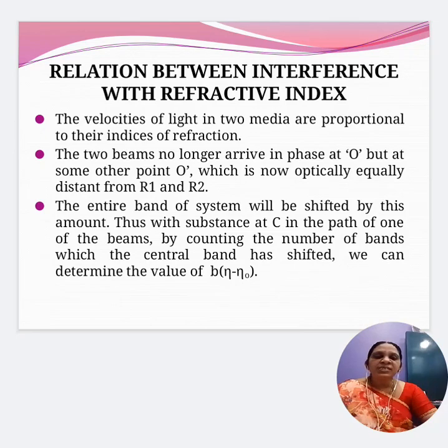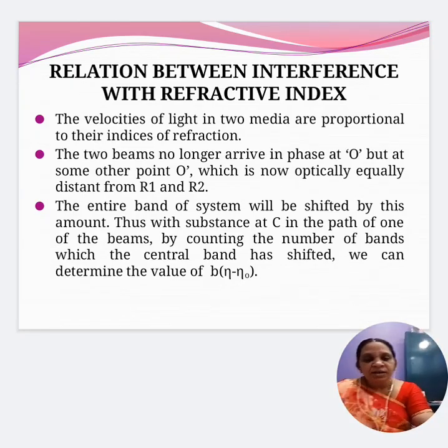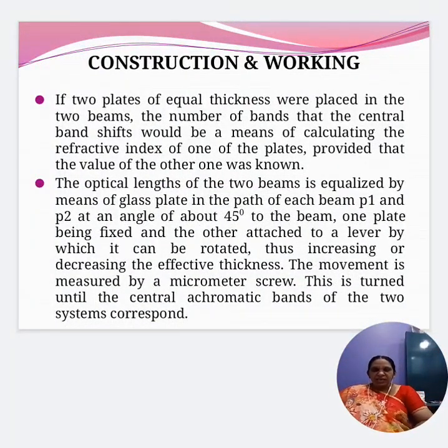So thus, with the substance at C in the path of one of the beams, by counting the number of bands by which the central band has shifted, we can determine the value of B into (nu minus nu naught). We can find out this value by counting the number of bands. The number of bands are called fringes, in other words.